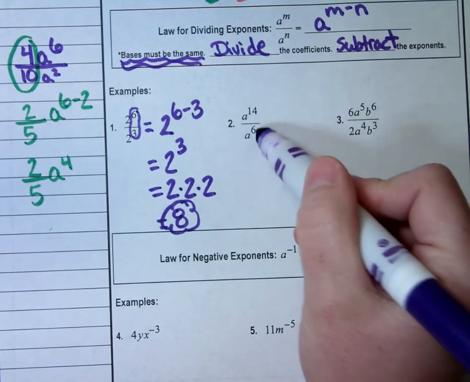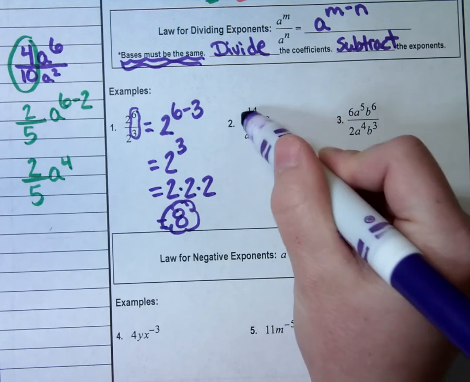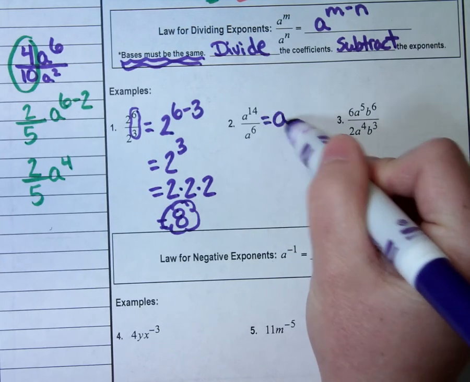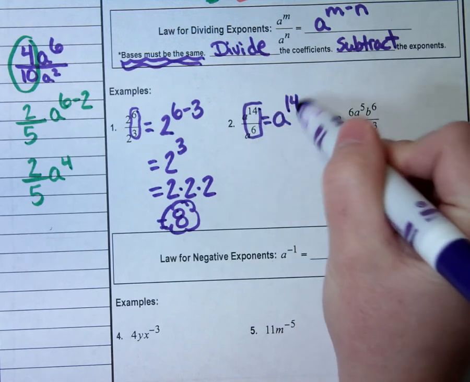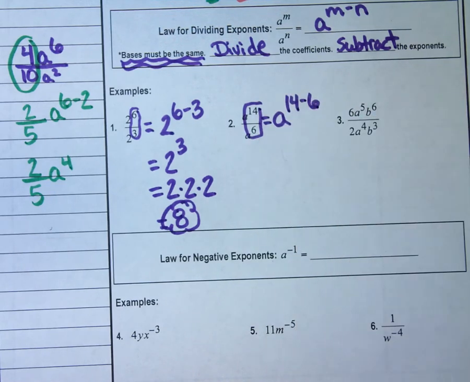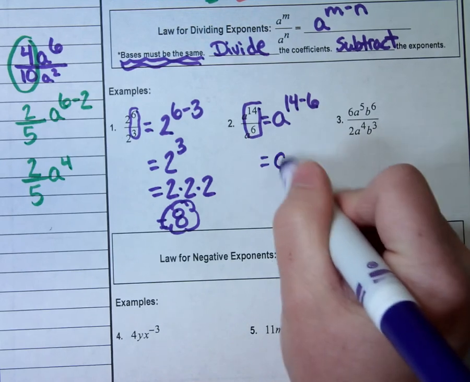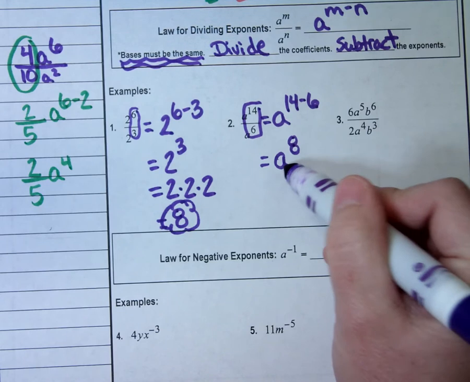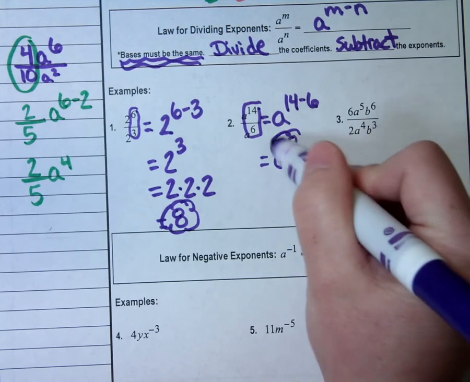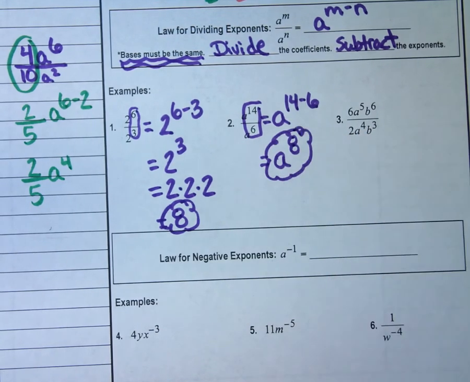Okay, so the number under the exponent's the base. As long as I'm dividing the same base, I write that base down, whatever it is, and then I subtract my exponents. 14 minus 6. And how much is 14 minus 6? 8. So I have a to the 8th. Now this I can't calculate because I don't know what a is. I don't have a value for it. So that's as far as I can go.